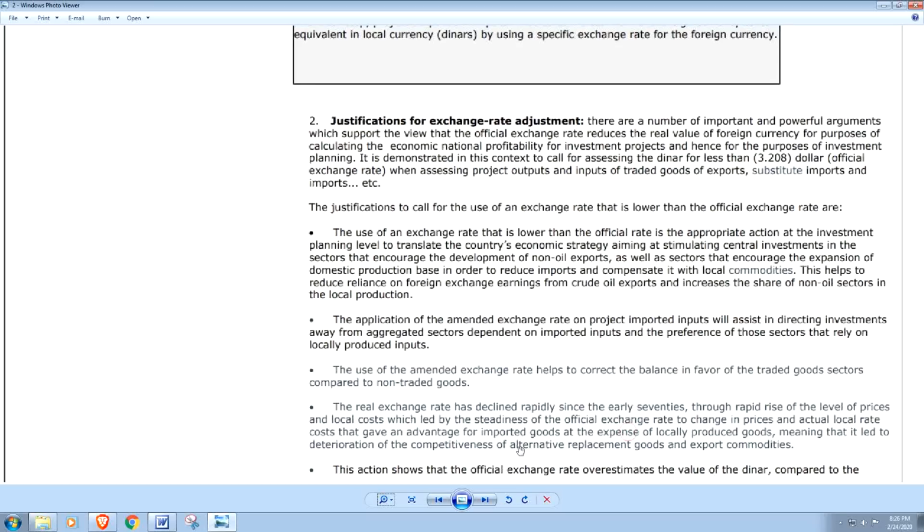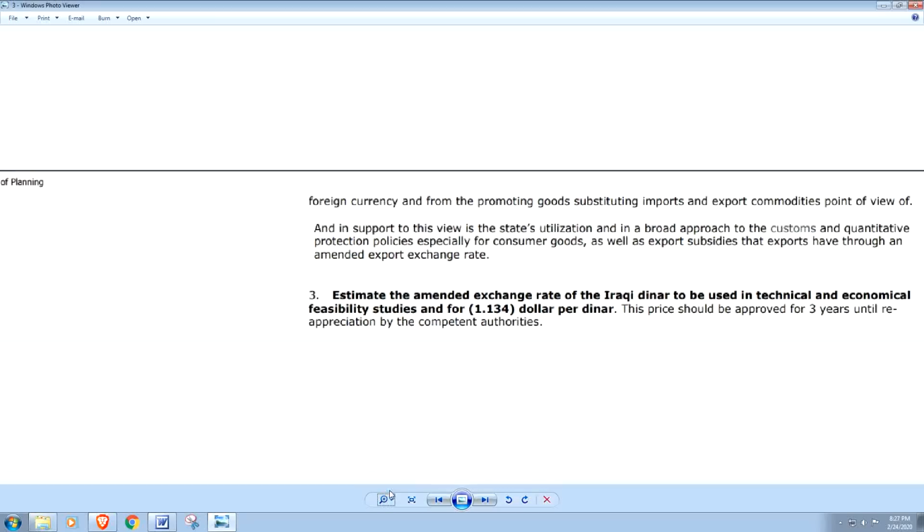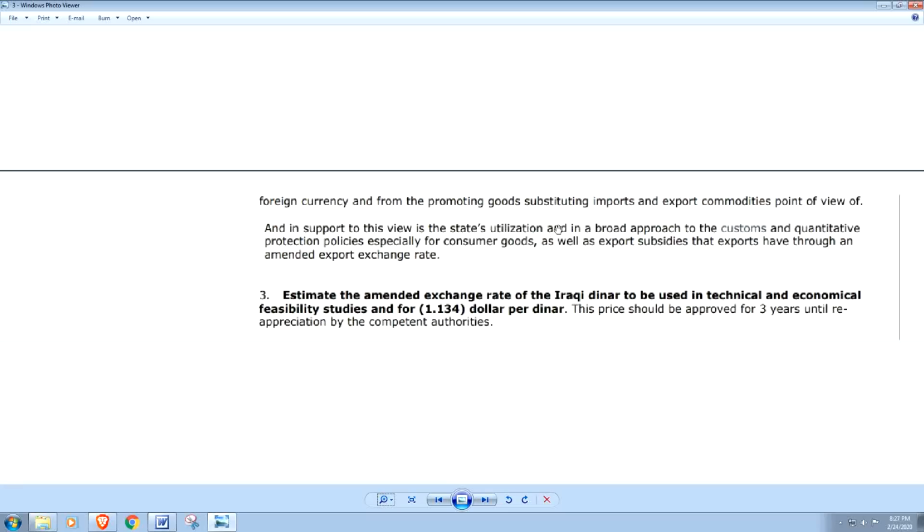All right. The action shows that the official exchange rate overestimates the value of the dinar compared to, let me enlarge this here, compared to foreign currency, and from the point of view of promoting goods, substituting imports and export commodities, that doesn't make no damn sense, but you get the point. Again, they need to have a sweet spot. In order for the value and the strength of the dinar to increase, they need to start off at a sweet spot. We see the official rate is 320. All right, let's keep going.